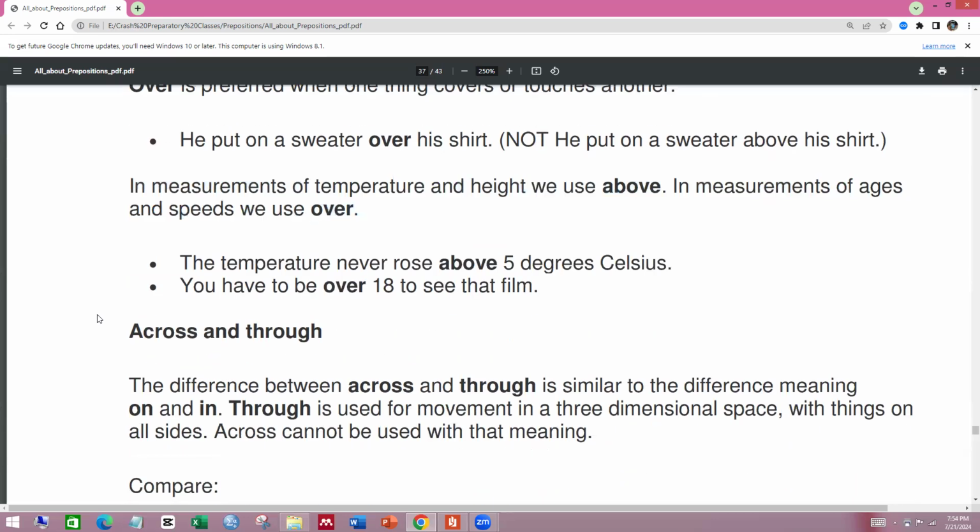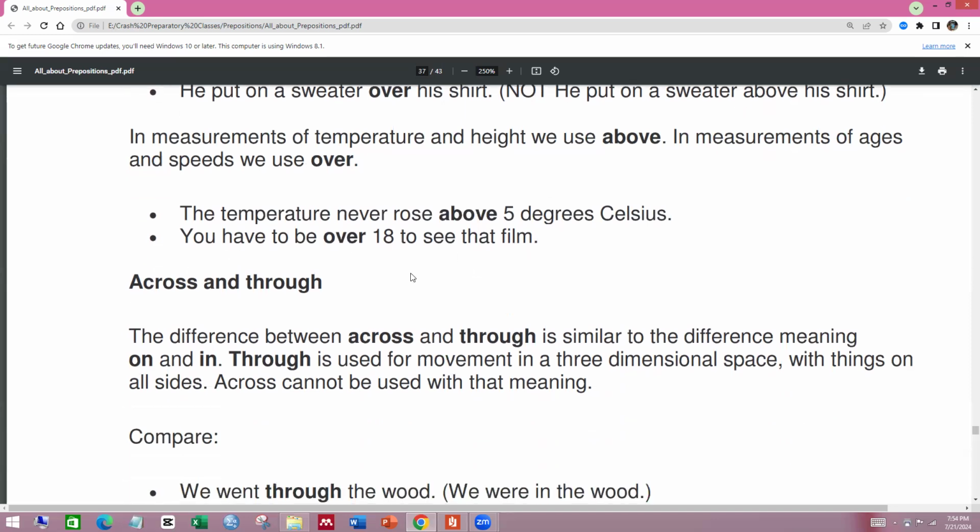The temperature never rose above 5 degrees Celsius. You have to be over 18 to see that film. कोई खास तरह की मूवी है. Over 18. Yes. Under 18 का जो content है, it's not like कि for example it should be given to all. बहुत सारी ऐसी psychological based movies हैं जो under 18 बच्चों को नहीं देखनी चाहिए क्योंकि उनके दिमाग में वहम और वसवसे पैदा हो जाते हैं. So take it very positively.